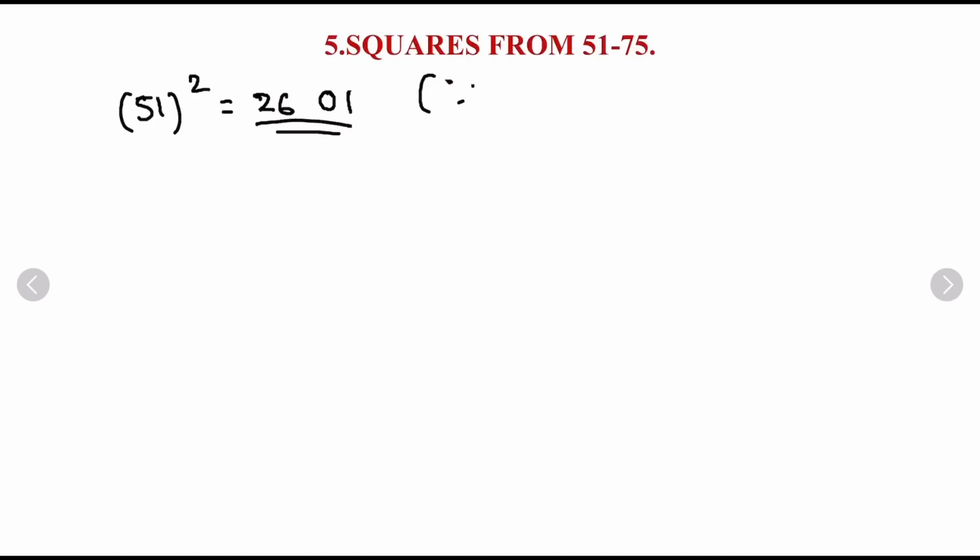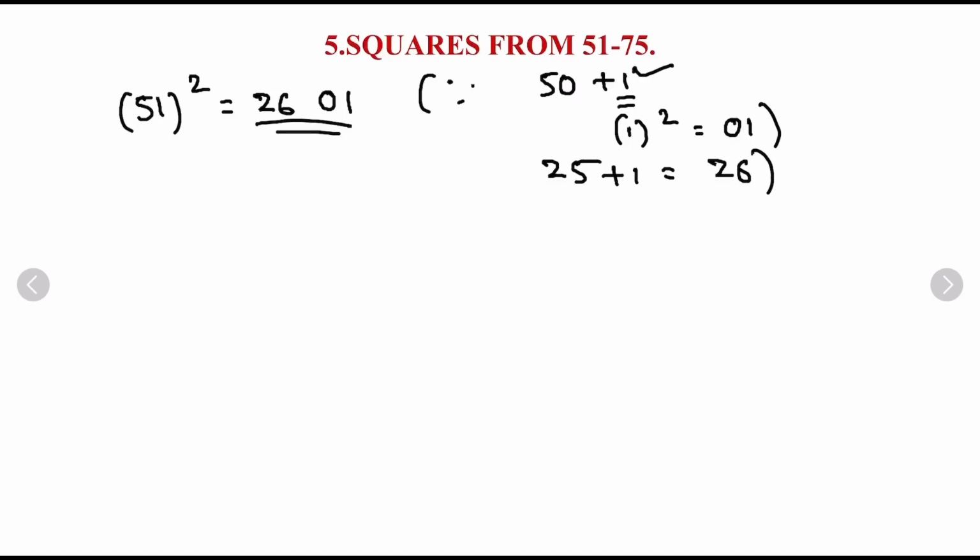First, 50 plus 1. How much more than 50? 1 square, you have to take 01. Next, 25 plus 1 is equal to 26. This one you have to add here because it is more than 50. If it is less than 50, you have to subtract. If it is more than 50, you have to add.